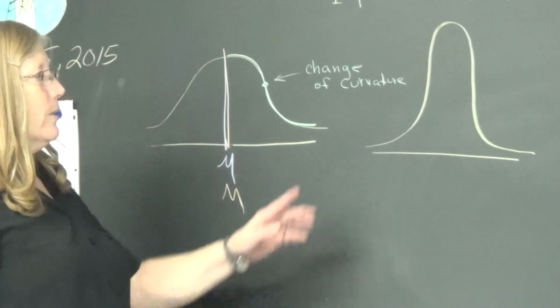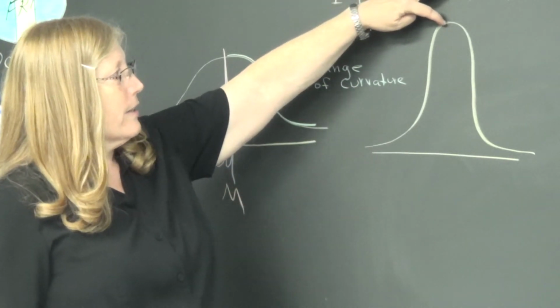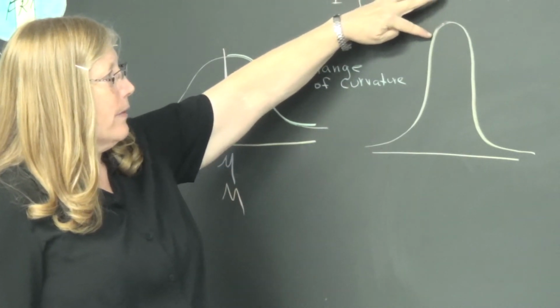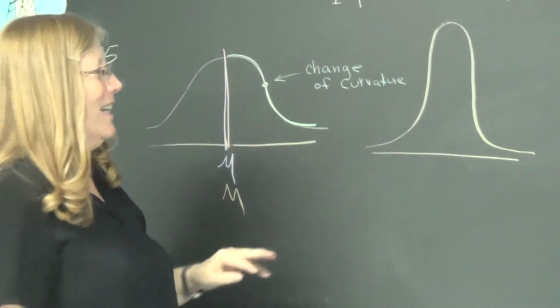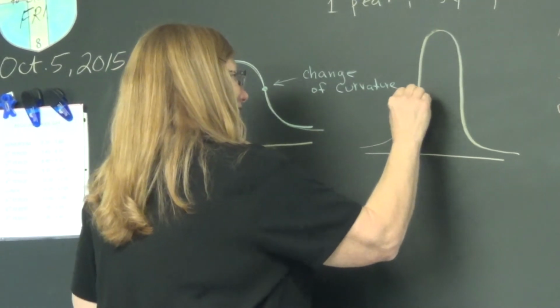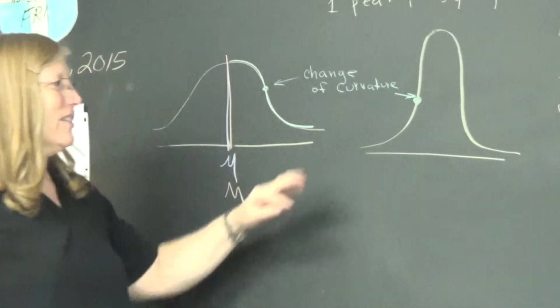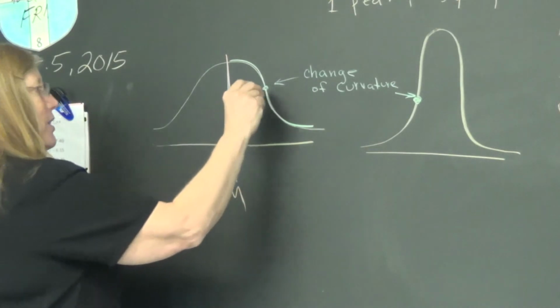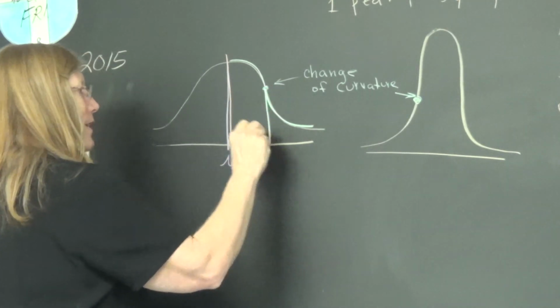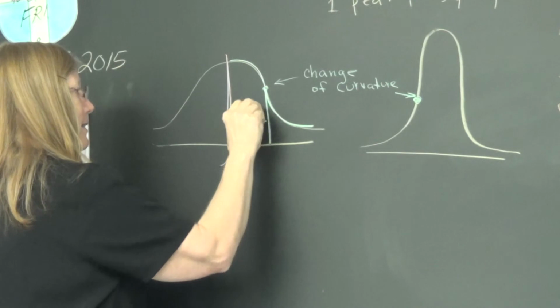Can you visualize it on this one? Right here, it's going frown, frown, frown, about right there. Right there, it changes and starts smiling. So that's called the change of curvature or the inflection point in mathematics. All kinds of wonderful things happen in math right there. But all we need to know is that change of curvature occurs at one standard deviation from the mean.